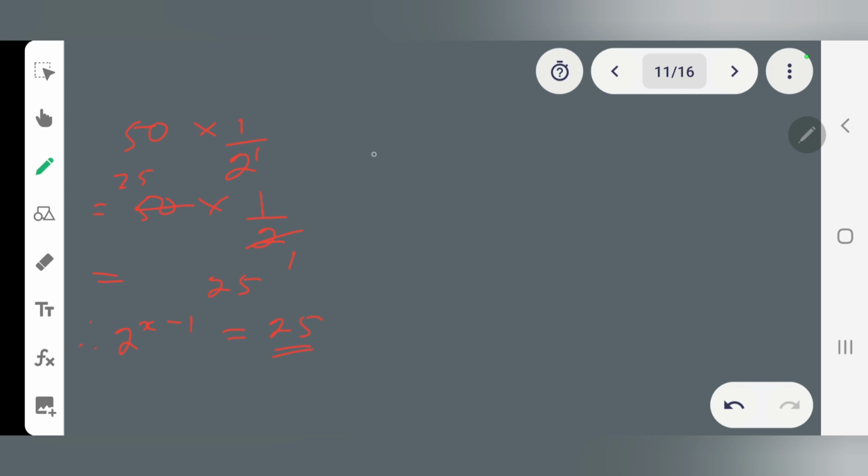Let us look at the B. The question says if 2 raised to the power x is equal to 50, then we should find the value of 2 raised to the power x minus 2. So here, this 2 raised to the power x minus 2 can be expanded as 2 raised to the power x multiplied by 2 raised to the power minus 2.